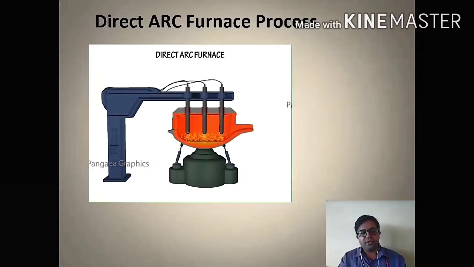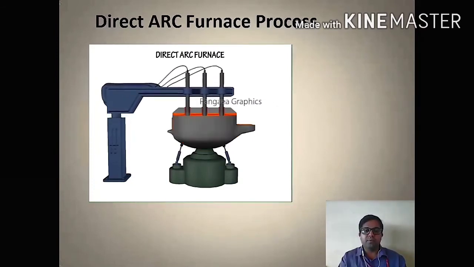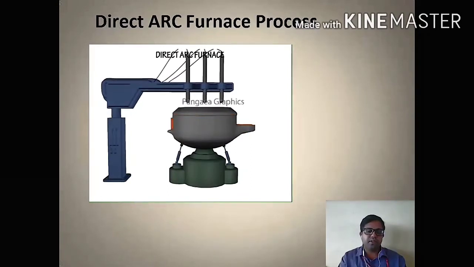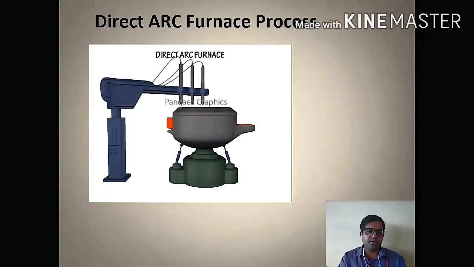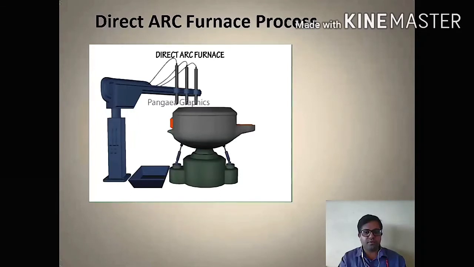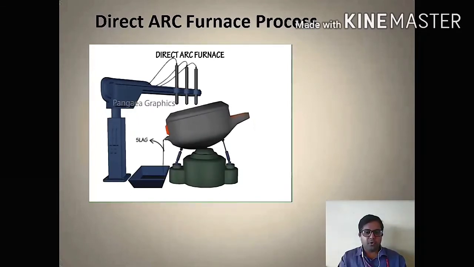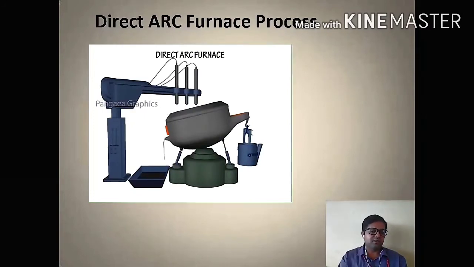So due to that, what will happen? These metal pieces will melt now. So you can see from the visuals, it is clear the metal pieces are converted into molten metal, and after getting the molten metal, we are going to remove the electrode from the furnace, and we are going to take out the molten metal in a certain container.